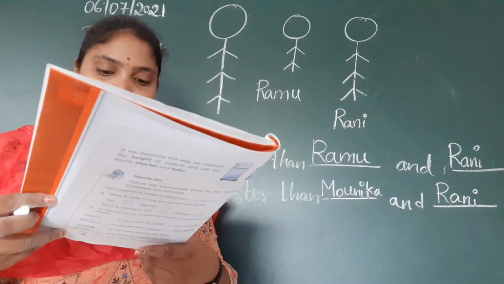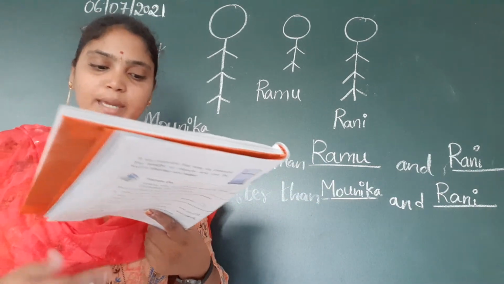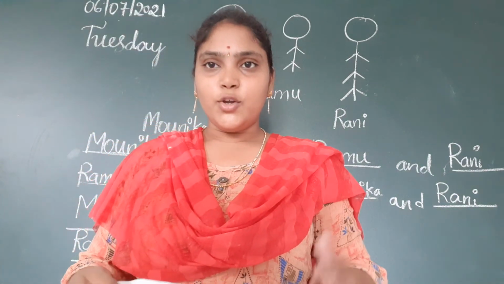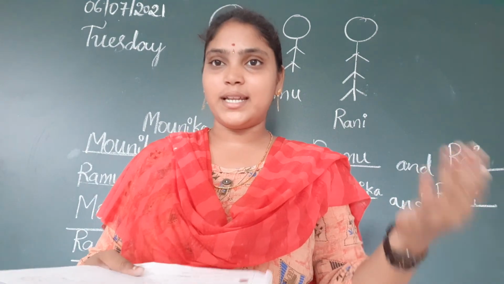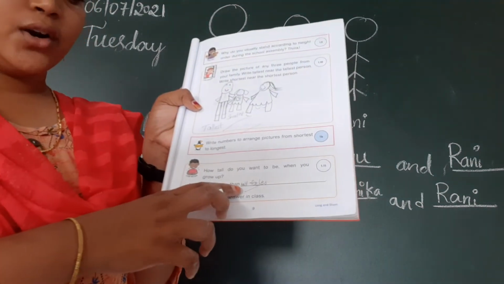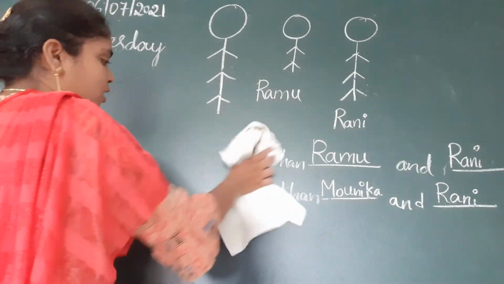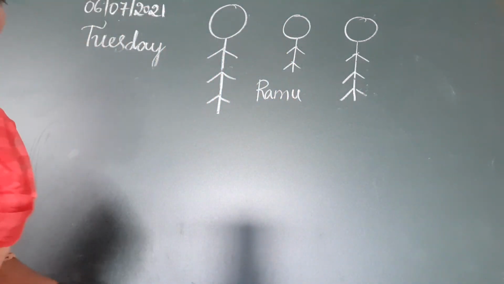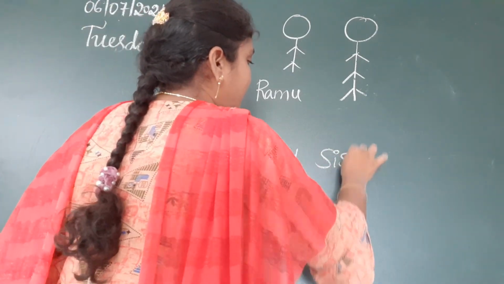So next, here given 1.11, how tall do you want to be when you grow up? So how tall do you want to be? You want to be taller than your mother or your father or your brother or your sister. You have to write. Here given, I want to be taller than dash. So for example, I want to be taller than my sister. So that's why I am writing my sister.